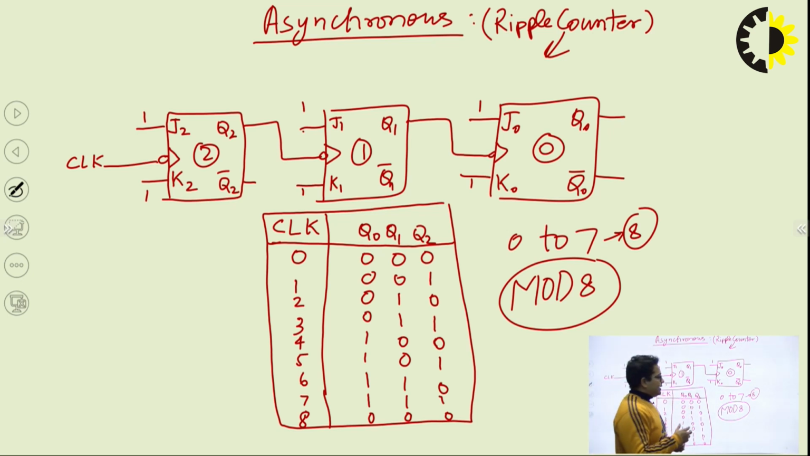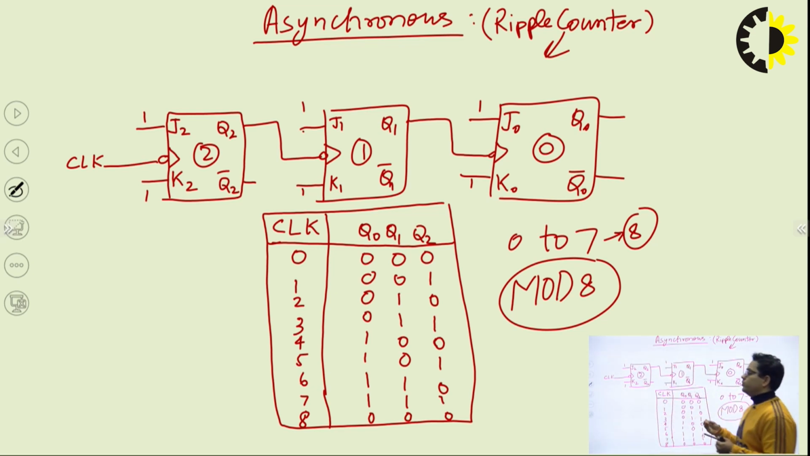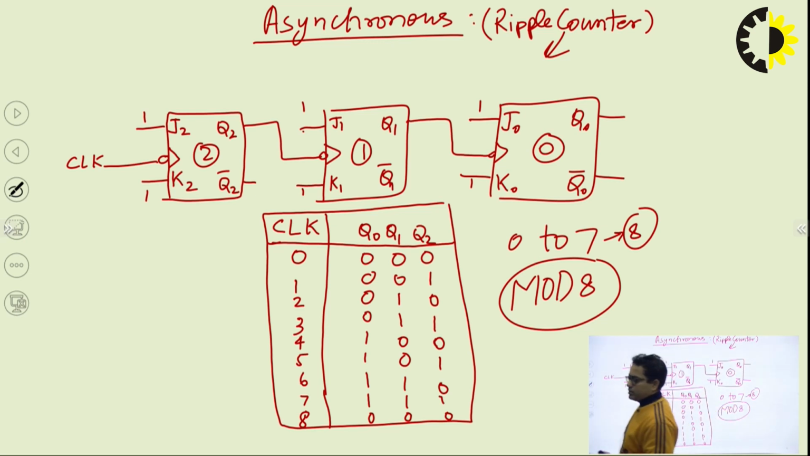So in this way we get the concept of how an asynchronous counter operates. Just remember to observe the triggering. If we have negative edge triggering, the counter is going to react only for the transition from 1 to 0.